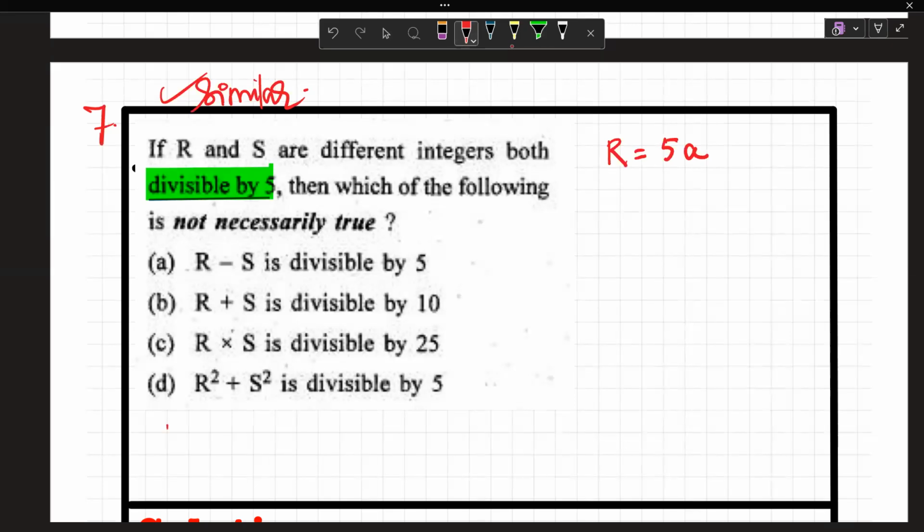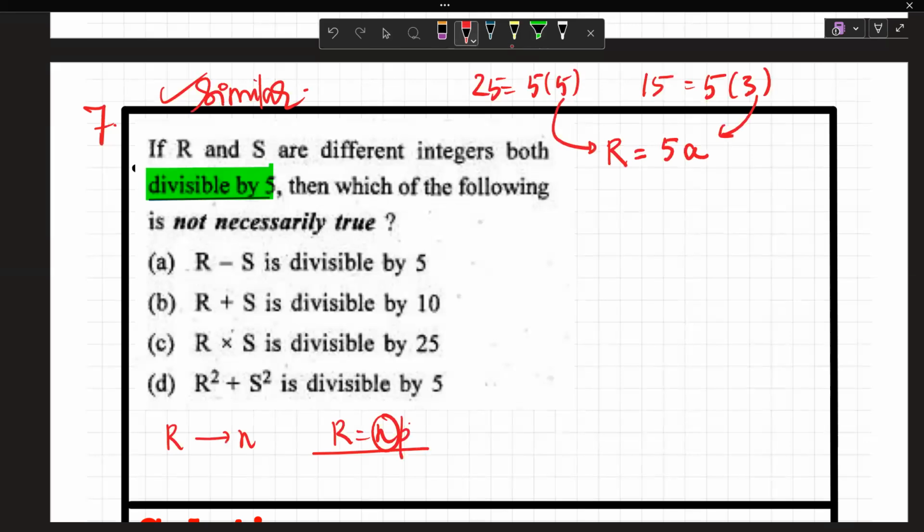Suppose a question comes: R is divisible by N. Write it as NP. Why? N is the number, and P can be any integer. Now pick 15. 15 can be represented as 5 into 3, which falls into this category. Write 25. 25 is 5 into 5, which also falls into this category. You pick any number which is divisible by 5. It can be represented in this form: R equals 5a.